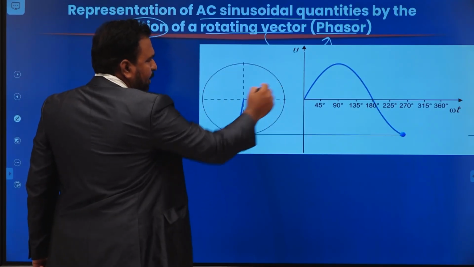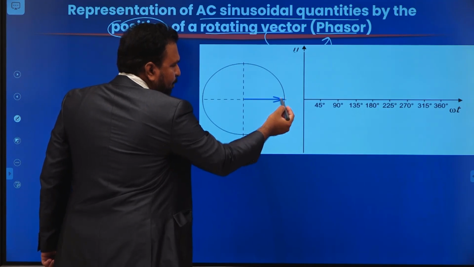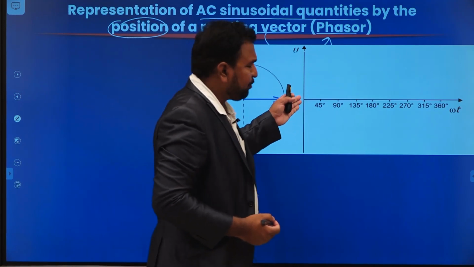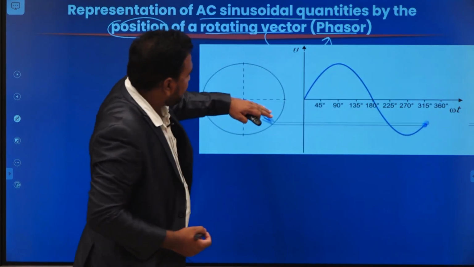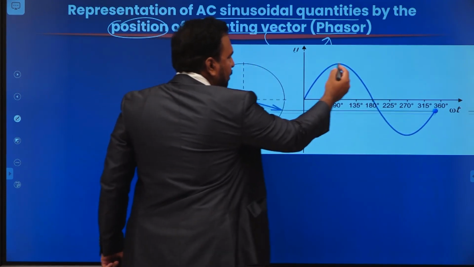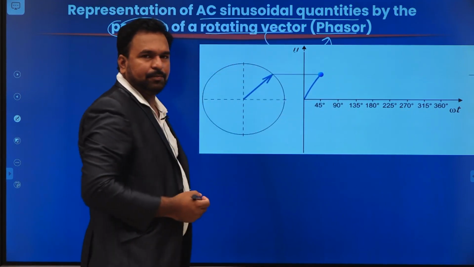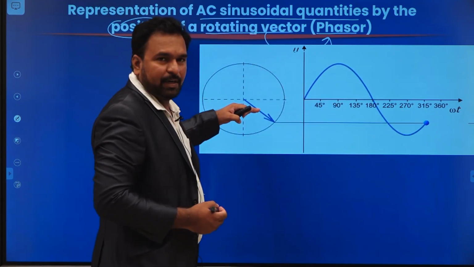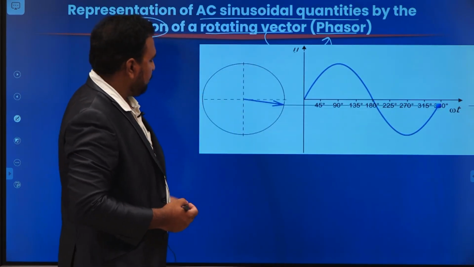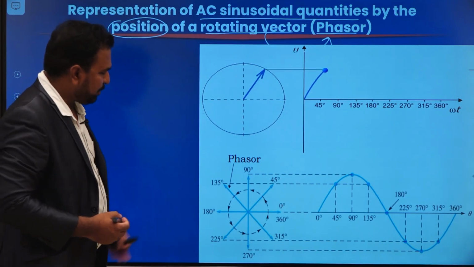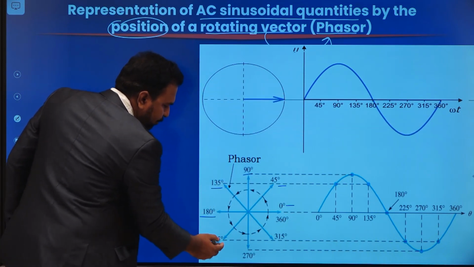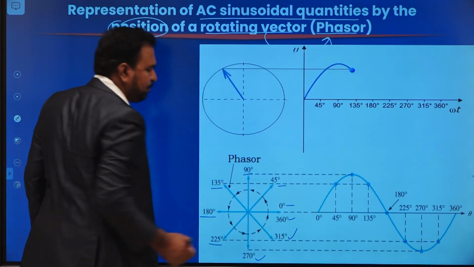when the vector is rotating here, the position of the tip of the vector is going to be the magnitude of the sinusoidal waveform. So when the vector is rotating, the tip of the vector is giving the magnitude at each and every instant. By means of this position of the rotating vector at a particular instant, we are going to calculate the magnitude of the sinusoidal waveform. So for example here, I have considered several positions: 0 degrees, so 0, 45, 90, 135, 180, 225, 270, 315 and 360.